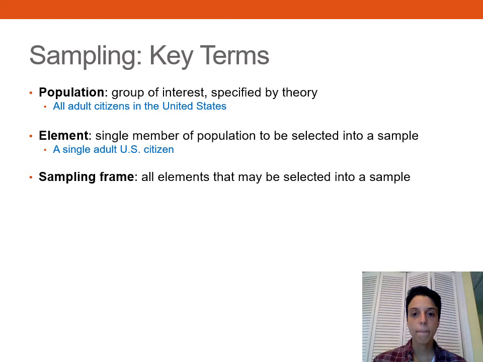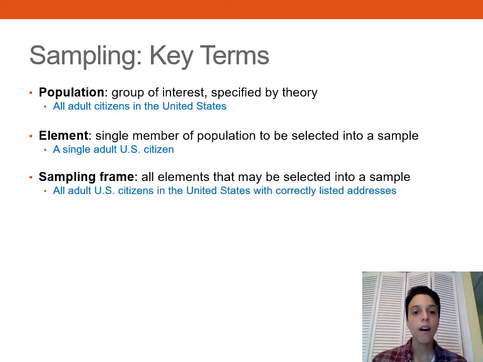A sampling frame refers to all elements that can practically be selected into a sample. So let's say that in order to do this study, we're going to send out a mail survey to randomly selected addresses in the United States. In this case, our sampling frame, so people who have a chance of being selected into the survey, would be all people who live in the United States and have correctly listed addresses. So for example, our sampling frame would not cover some people who are in our population, such as people who are homeless. So there's the population, and then the sampling frame is always a narrower group within that.